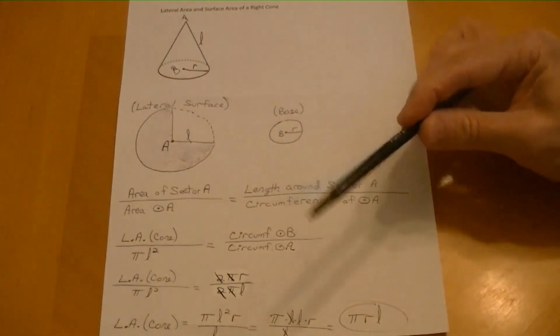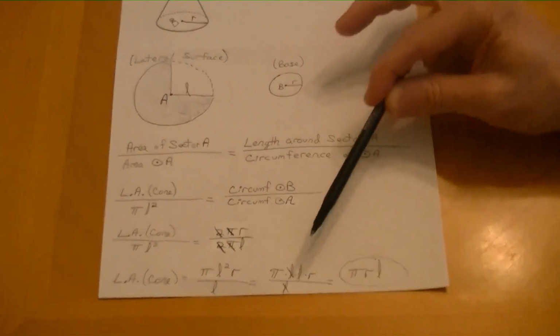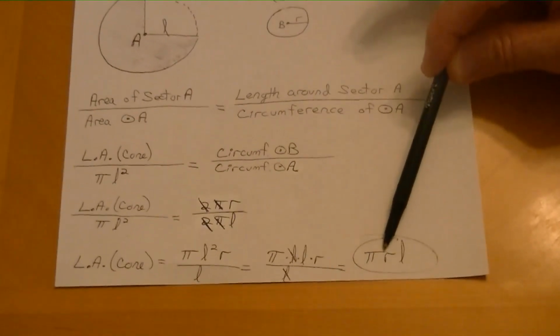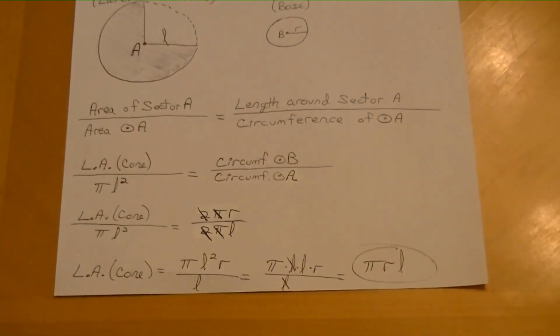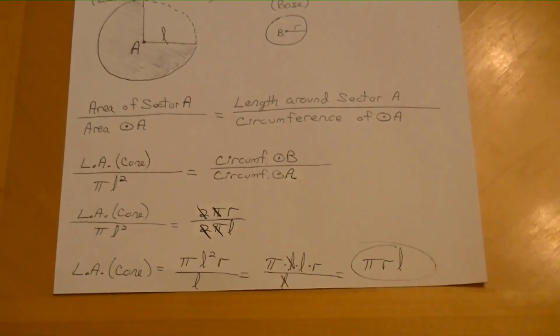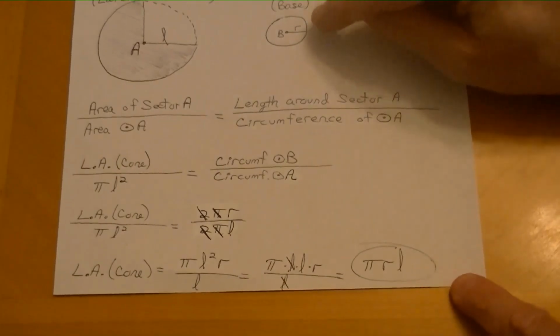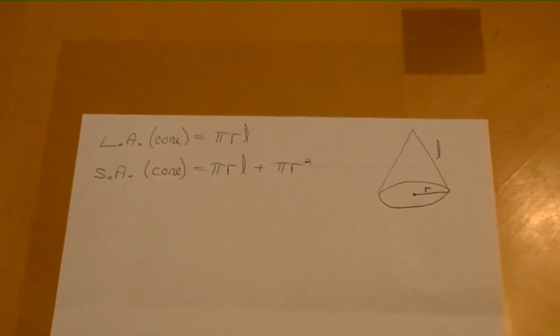So the final formula is pi r L. The lateral area of a cone is pi times the radius of the base times the slant height. That is the hardest one to derive in the whole chapter, but there it is. And of course, if we want the surface area, we would just add pi r squared. We would add the area of that. I actually wrote it down here. So there are the two formulas we just came up with, and now we're going to try using them in a few examples.